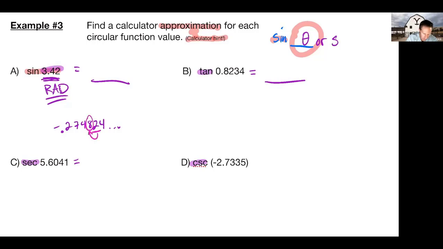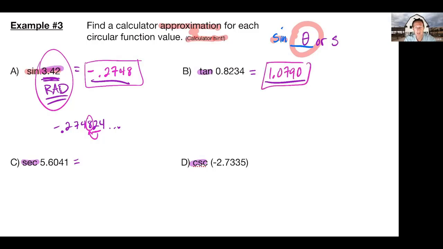We have to look here to see what we're going to do. The answer to the first one is negative 0.2748. That would be the ratio, approximately a little bit more than 1/4, or 0.2748, for the sine of 3.42 radians. So make sure that you've changed over to radians if that's what they've given you. Go ahead and try part B on your own now, as you did part A. You should have gotten 1.0790, again rounding to the nearest fourth decimal place.